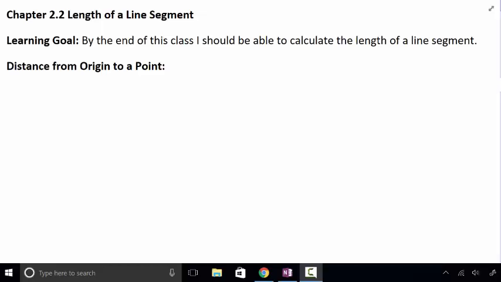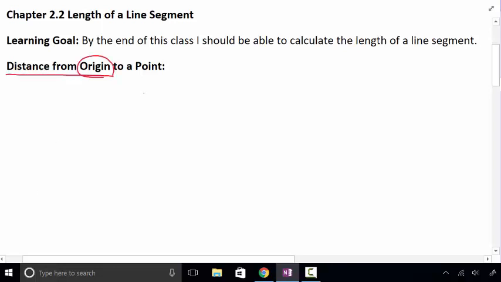So chapter 2.1, length of a line segment. And it says here, by the end of this class, I should be able to calculate the length of a line segment. So the distance from one point to another will be fairly important to calculate.